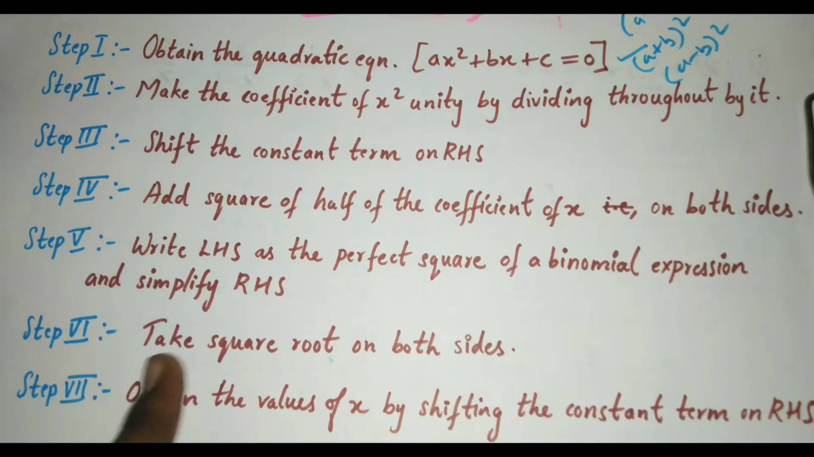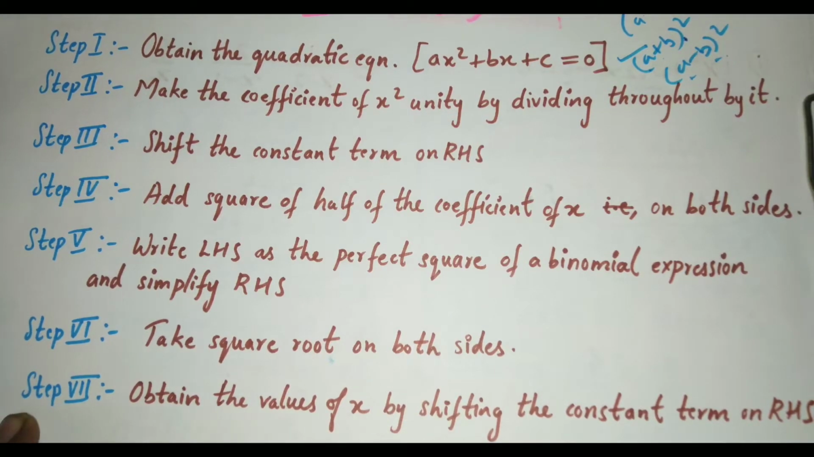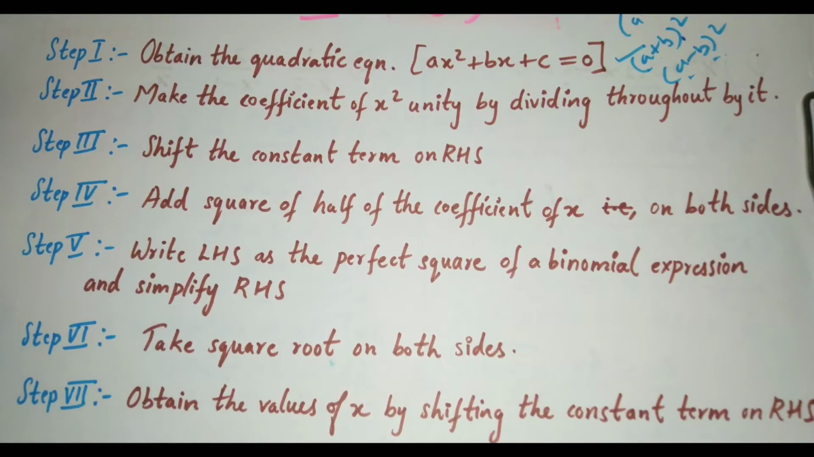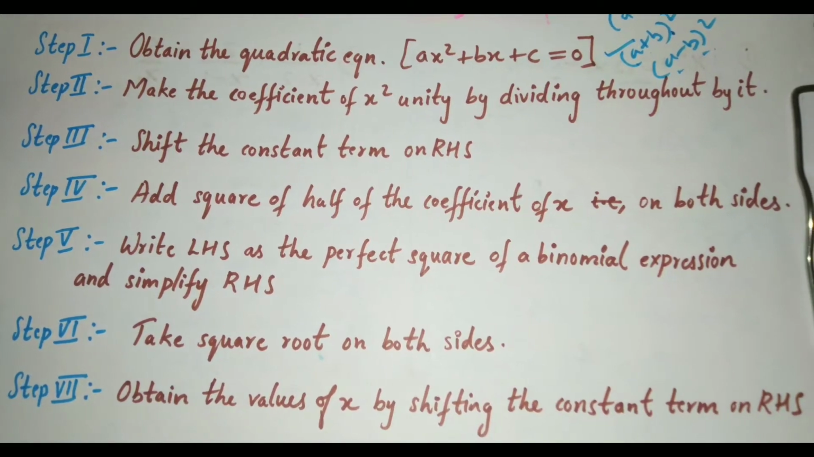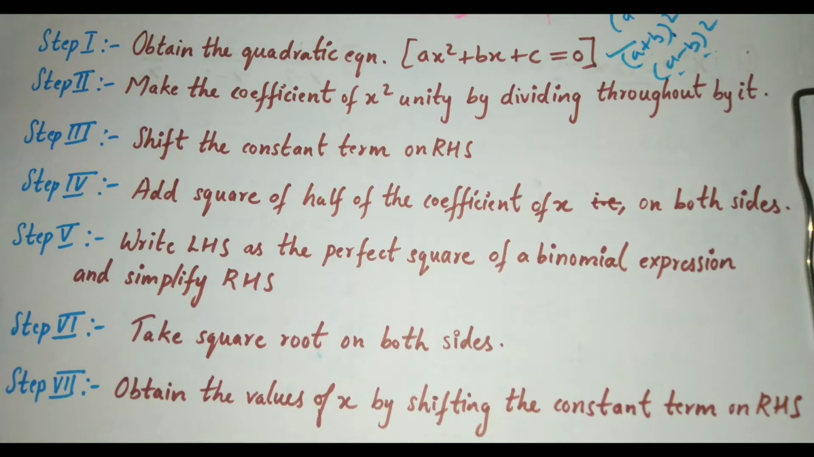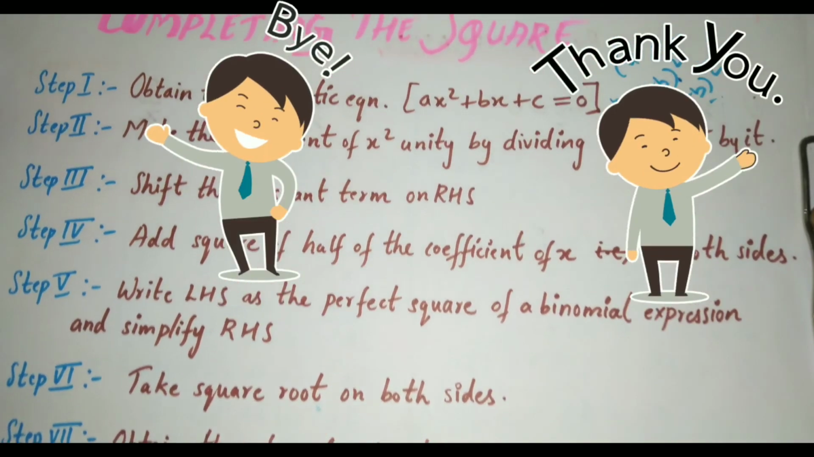Now the sixth step is to take the square root on both sides, so that you will get a plus b or a minus b. The last step is to obtain the value of x by shifting the constant term to the RHS. Keep x on the LHS and shift all terms towards the RHS and you will get the answer. So this is the method you have to follow for completing the square. Fine, so we'll discuss the questions so that you will get a clear idea about completing the square.